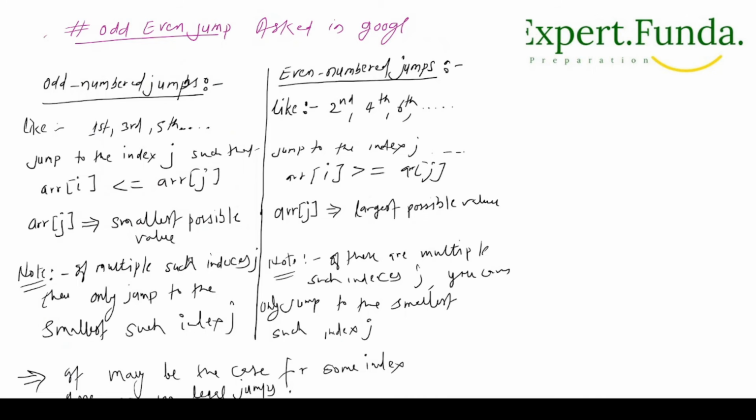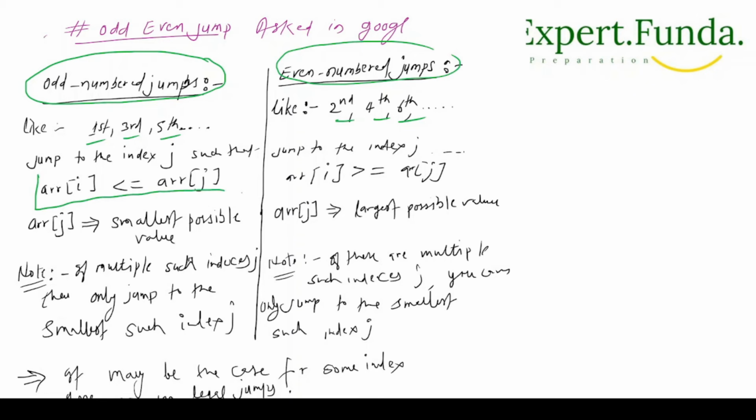Before going to the jump, let's understand the odd number jump and the even number jump. First, you have to understand that first, third and fifth are the odd number jumps, and second, fourth and sixth are the even number jumps. We have to jump to index j in such a way that array at i should be less than or equal to array at j, meaning this element should be smaller than this one, if this is an odd number jump. That is called the smallest element. In the even number jump, array at i should be greater than or equal to array at j, meaning array at j is the largest possible value, not the smallest one.